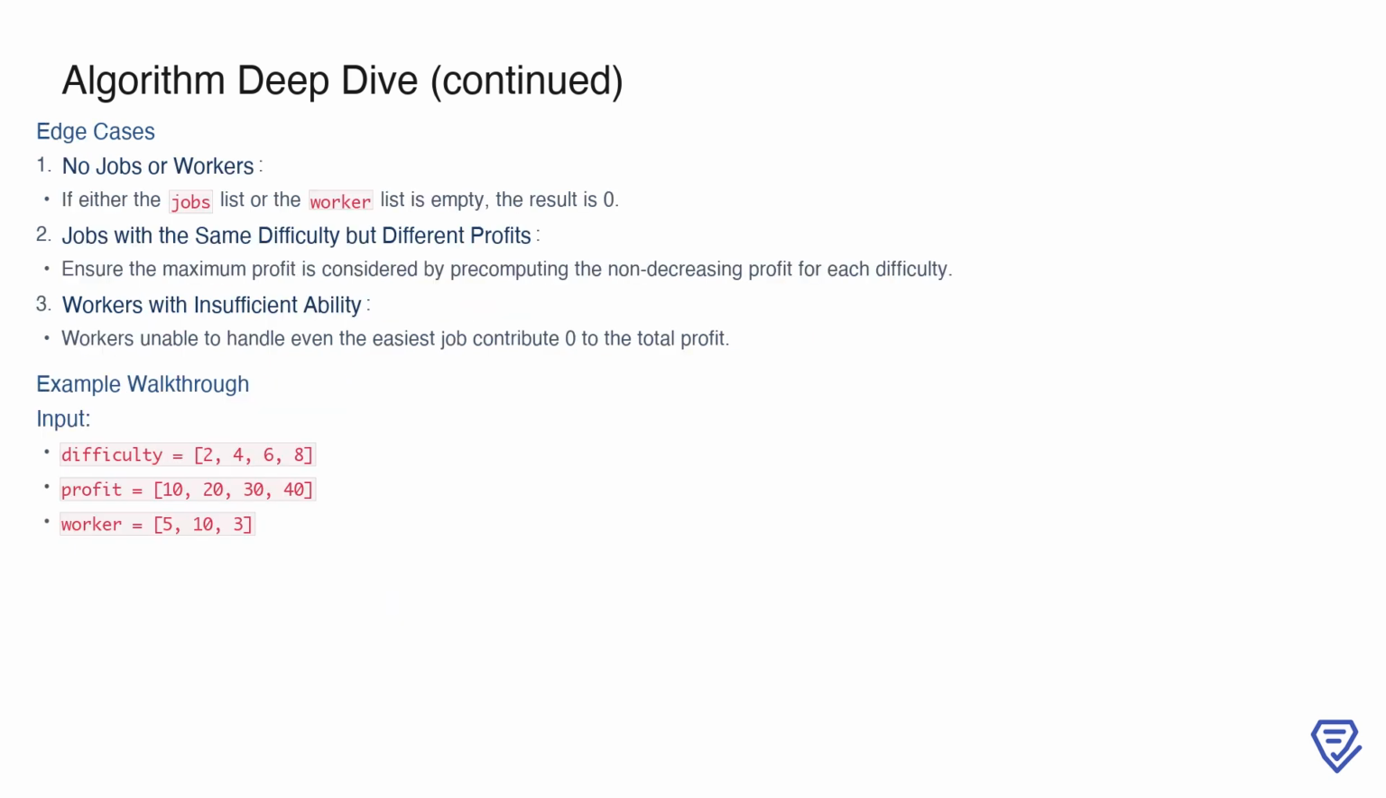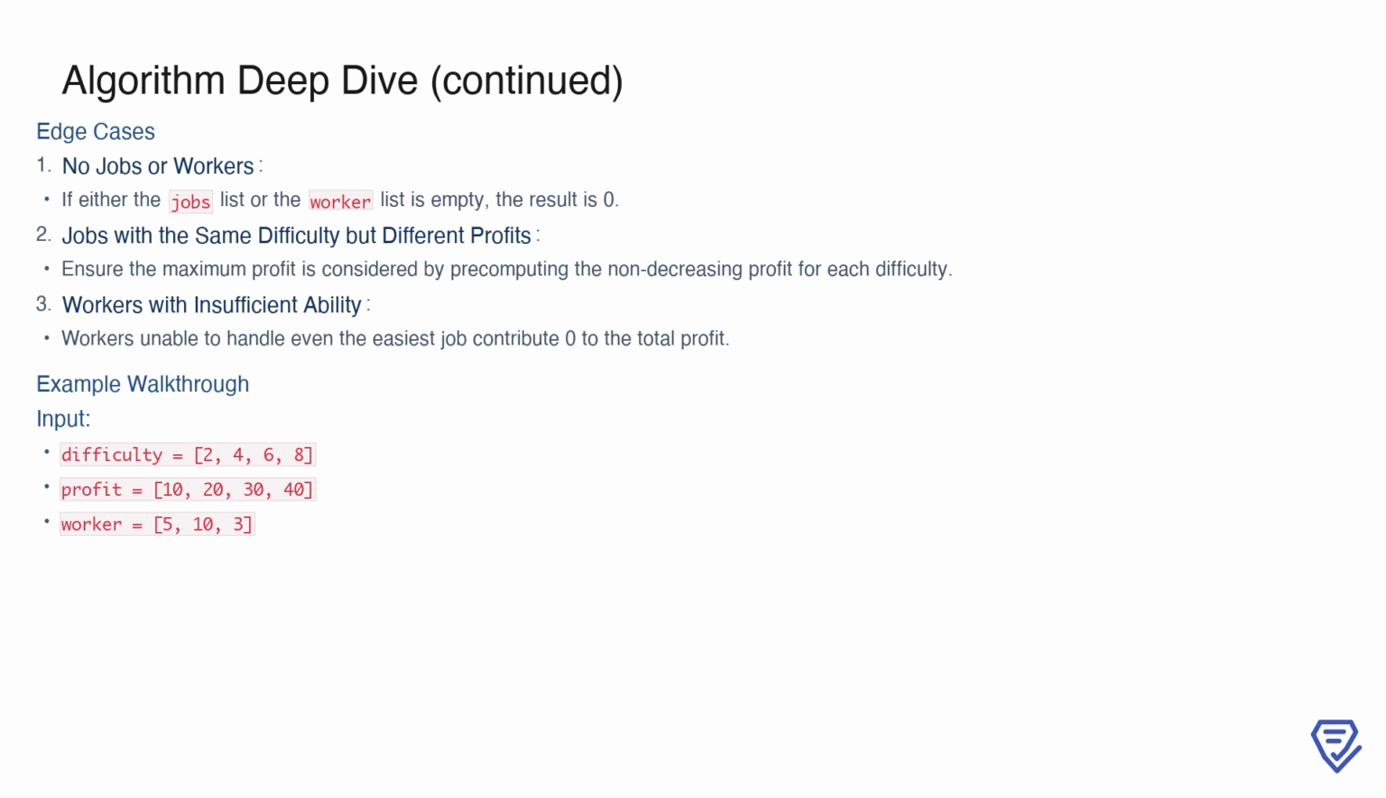When implementing this algorithm, it's important to consider edge cases to ensure robustness. If either the jobs list or the worker list is empty, the total profit is simply zero because no assignments can be made. Another scenario involves jobs with the same difficulty but different profit values. Here, we must ensure the maximum profit is selected by pre-computing the non-decreasing profit for each difficulty. Finally, there may be workers whose ability is too low to handle even the easiest job. These workers contribute zero to the total profit since no jobs are within their capability.